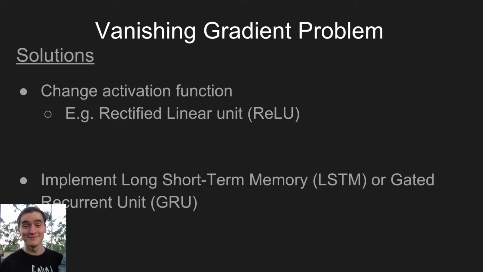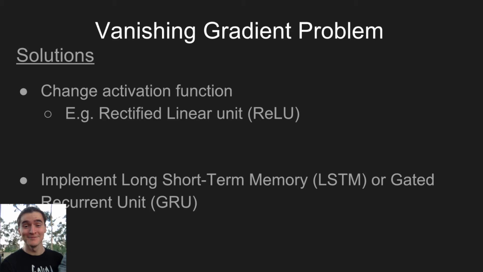So there are a few solutions to this problem. One is just to use a more appropriate activation function, such as the rectified linear unit. Taking the derivative of this function yields a constant of either 0 or 1, and this makes it one of the most popular activation functions for deep neural networks these days.